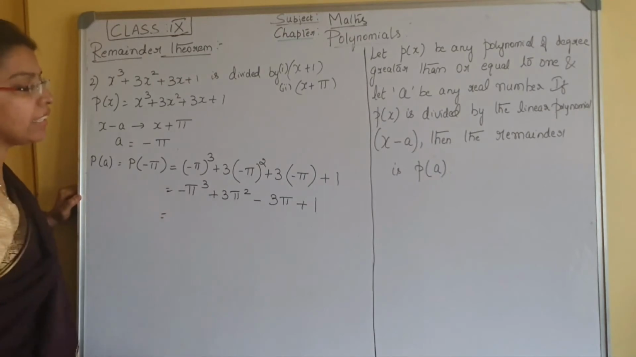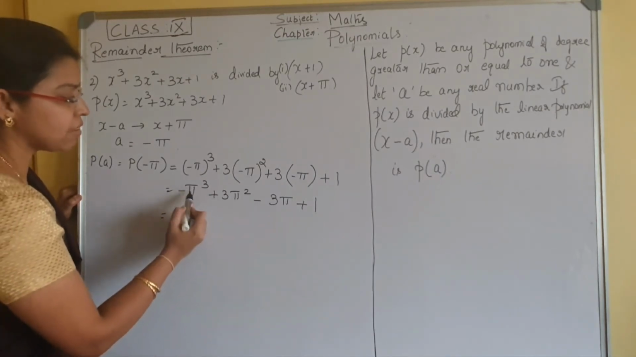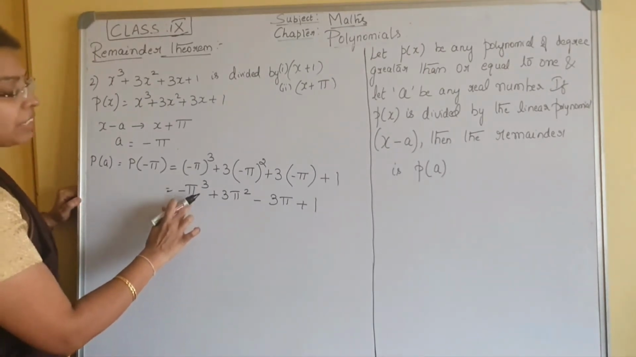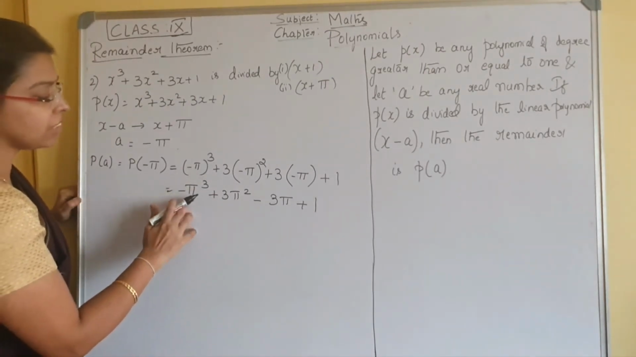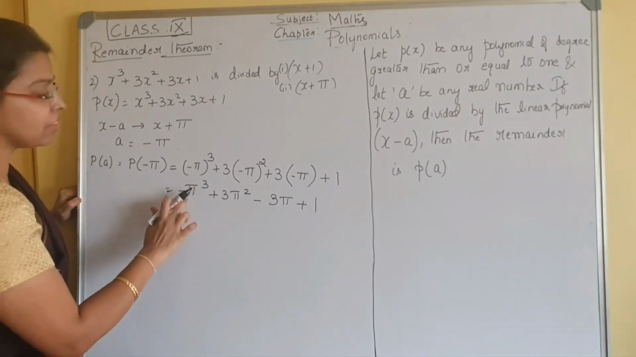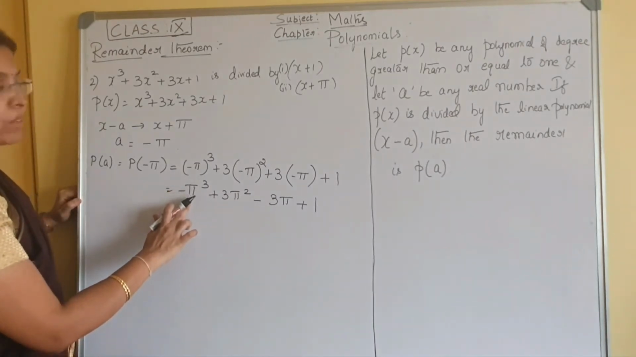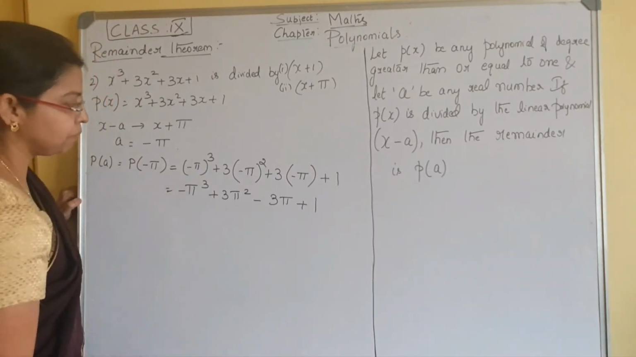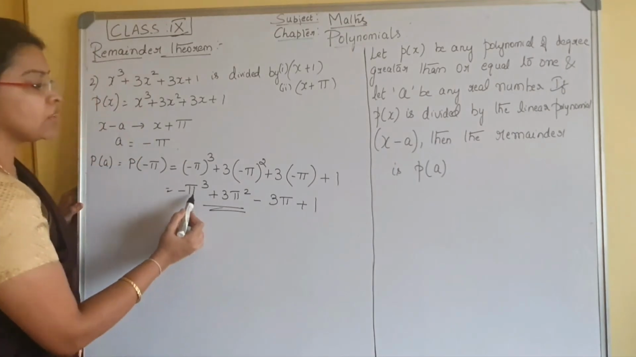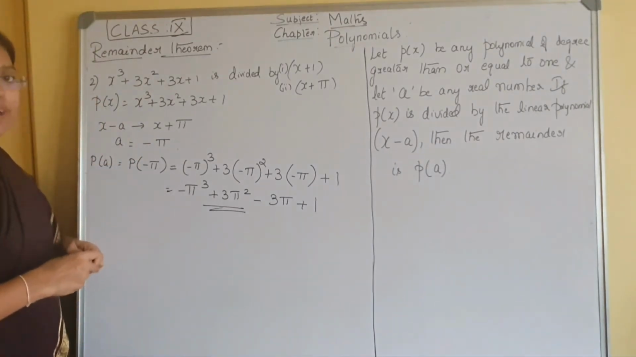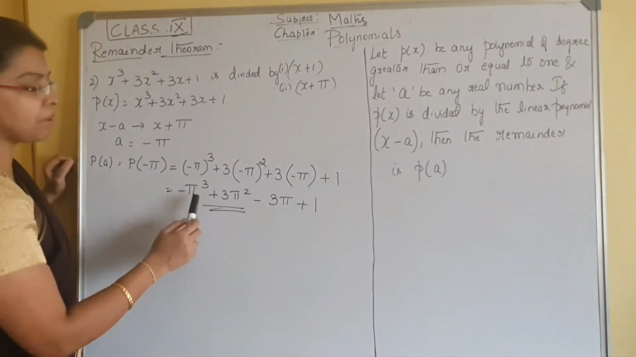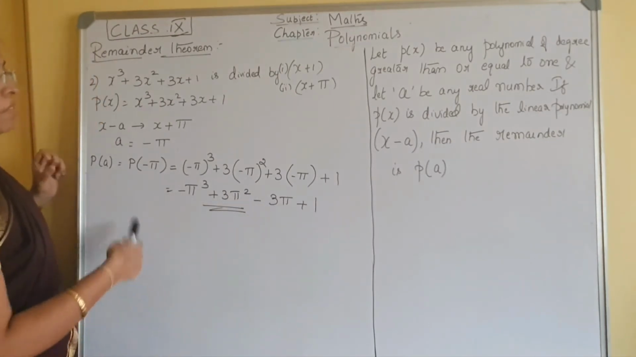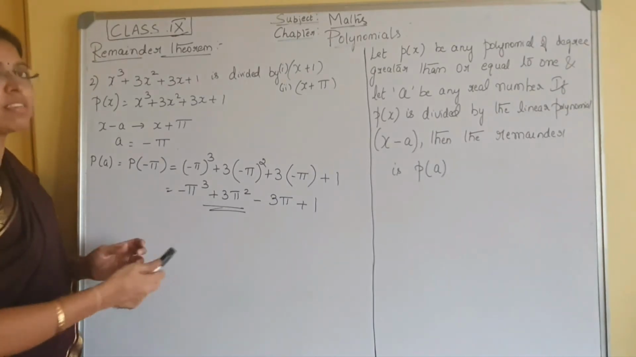So are there any like terms in this so that we can add? Pi is a value, it's a constant, right? 22 by 7, but we will not simplify this pi. We will keep this as pi itself. We will not take this value as 22 by 7 because they have not asked us to do that. So we will leave it at this because we don't know the exact value of pi. Therefore, let the answer be minus pi cube plus 3 pi square minus 3 pi plus 1. If you want to simplify further using 22 by 7, you can still do it.